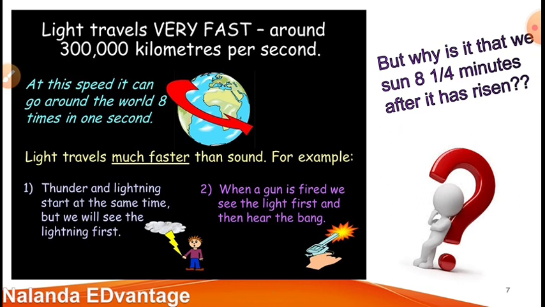Now, can you tell me why is it that we see the sun 8 1/4 minutes after it has risen? Think. Well, this occurs because the distance between the sun and the earth is nearly 1500 million kilometers, and it takes the rays to travel from the sun to earth basically 8 1/4 minutes. That is why we see the sunrise 8 1/4 minutes after it has actually risen.